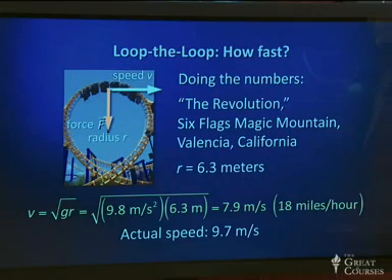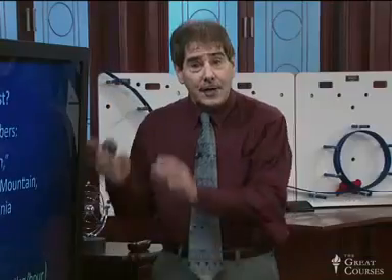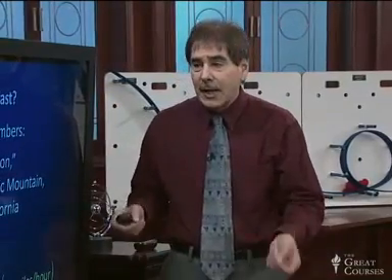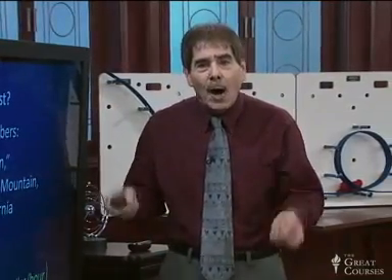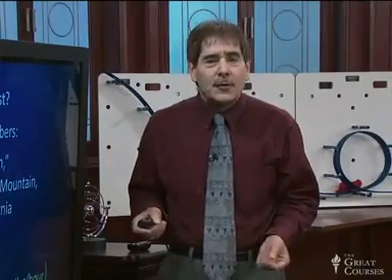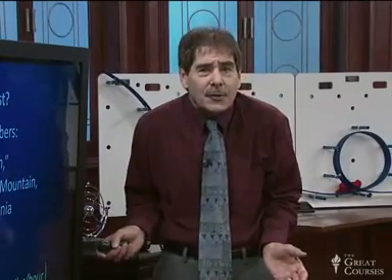And the actual speed of that roller coaster at the top of its loop is 9.7 meters per second, and that gives you a margin of safety. So there is a rather sophisticated calculation, and it answers the question, why doesn't the roller coaster fall off the track? There is no reason for it to fall off the track.